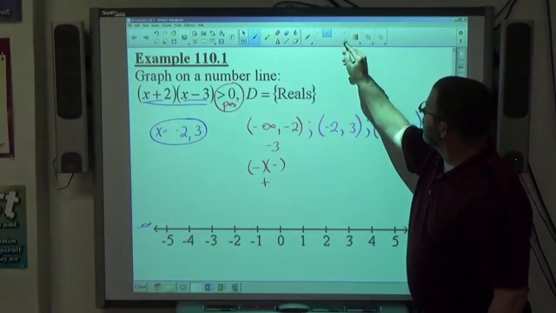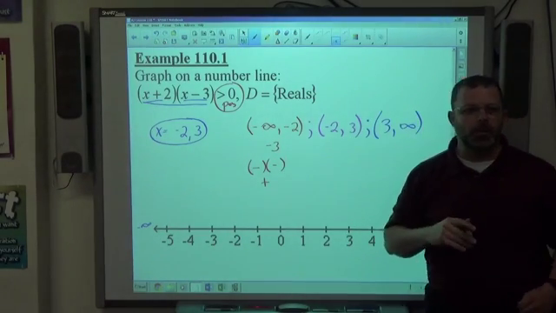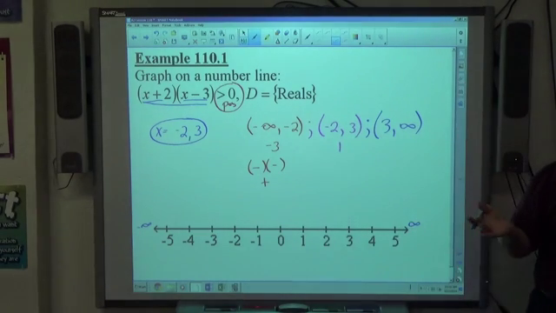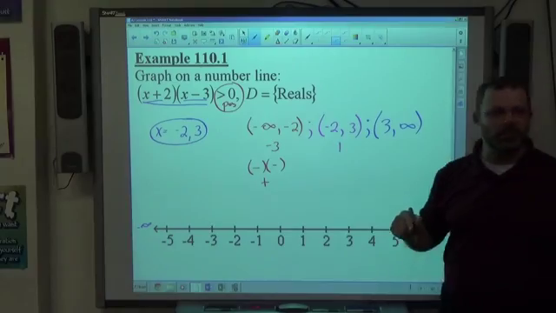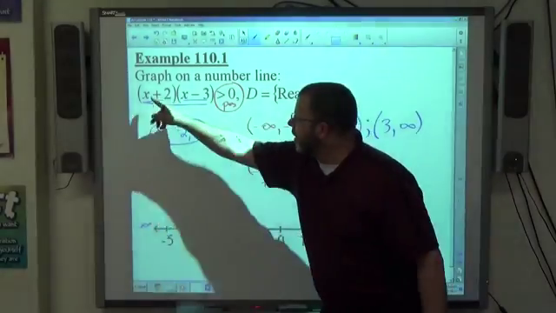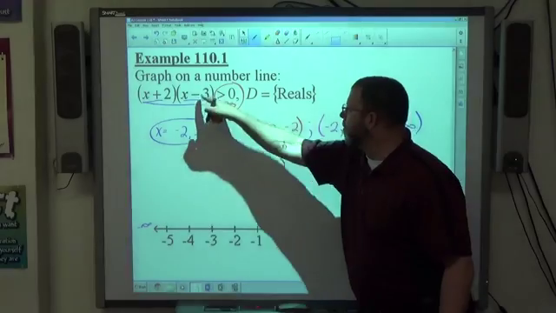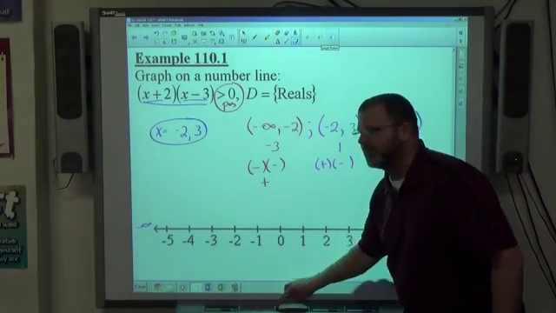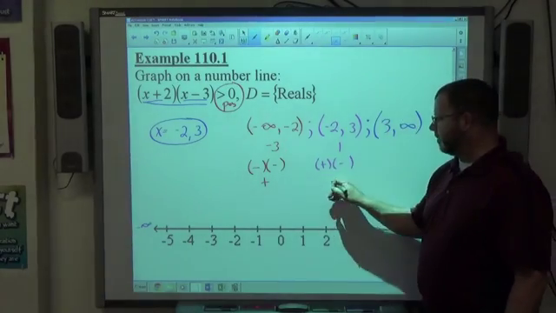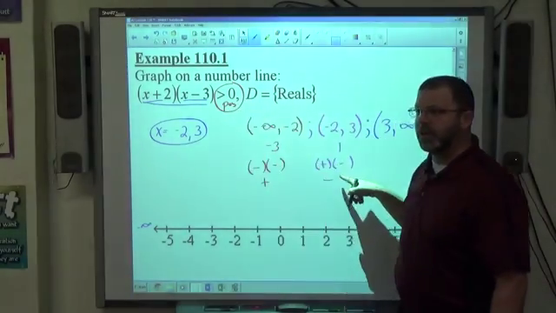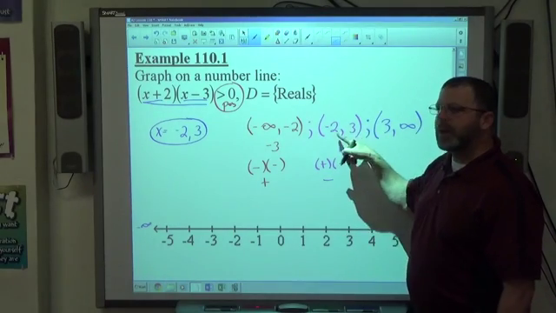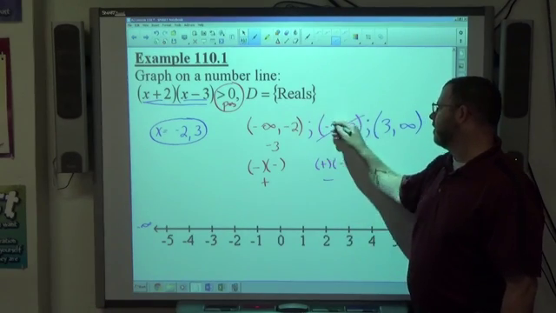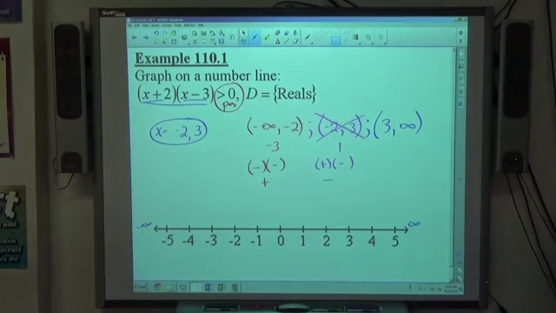Moving on to the next region, negative 2 to 3, we need to pick a number between negative 2 and 3. What do you want to pick? 1. 0 works, 1 works. I personally like to pick 0, because 0 is easy, but 1's fine. 1's easy too. So, pick 1. 1 plus 2 is positive 3. 1 minus 3 is negative 2. Positive times negative makes a negative, right? We're looking for positive, we found negative. So if I pick a number between negative 2 and 3, just like 1, I'm going to get a positive times negative makes a negative every time.